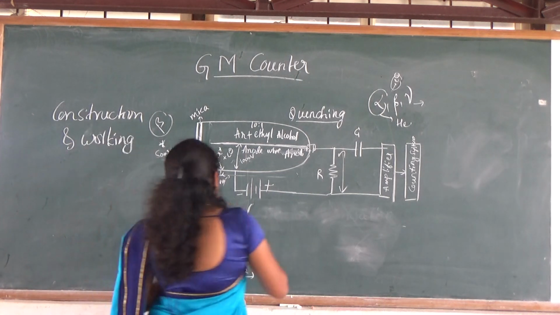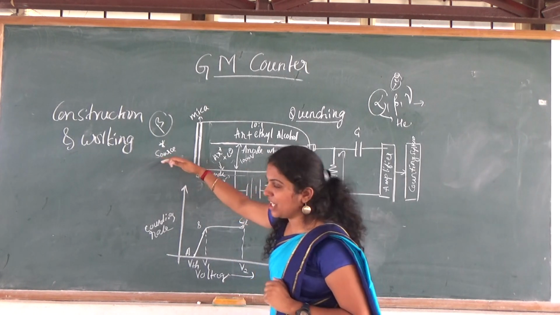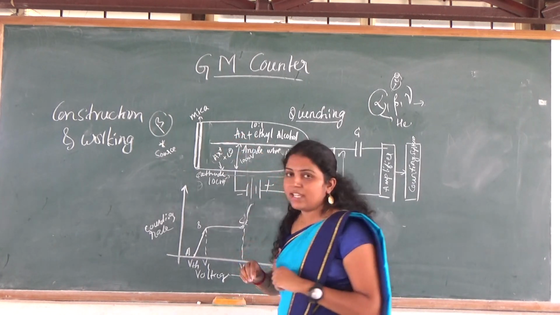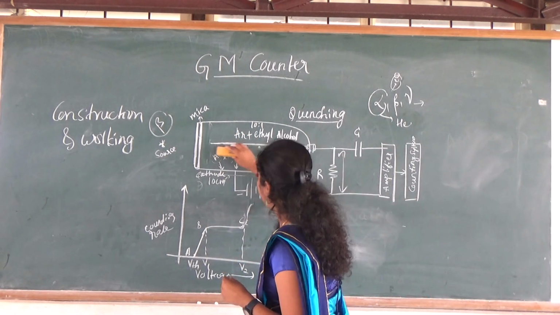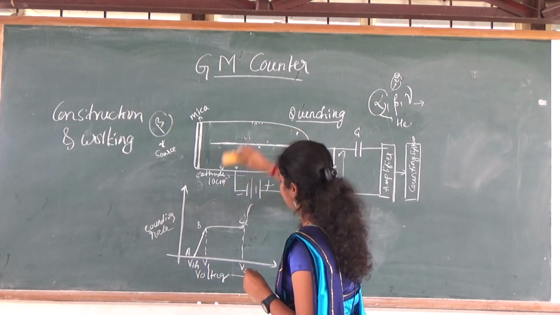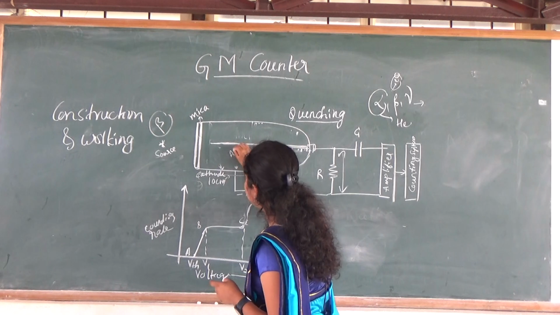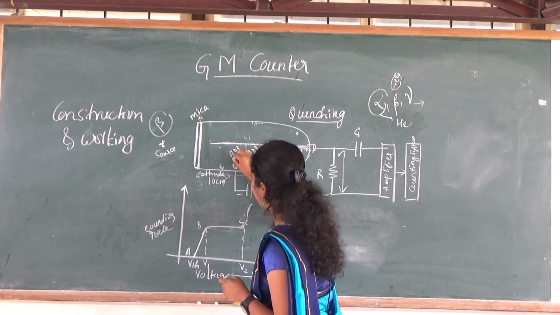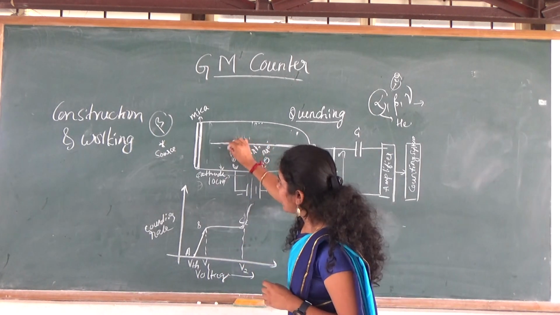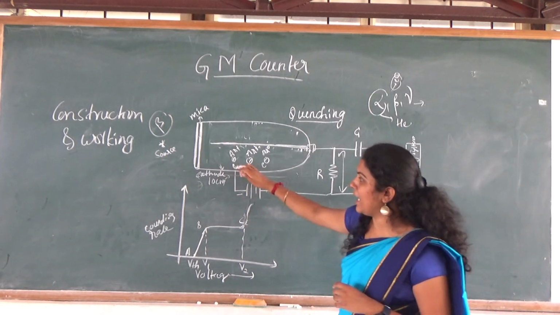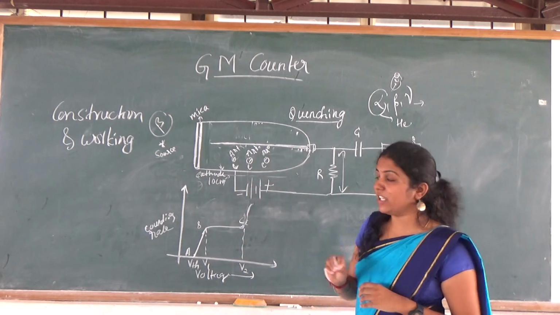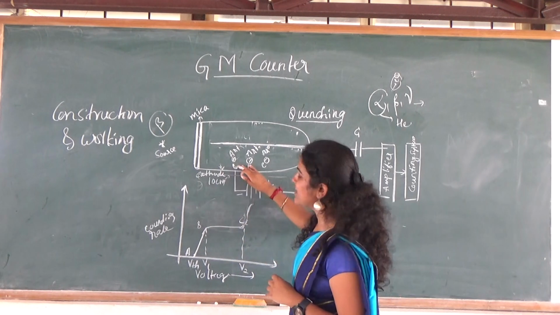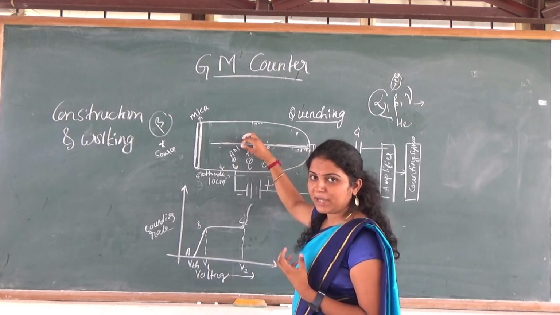Why does this happen? As I told, there is radiation coming from the source towards the tube. What happens inside? There is a continuous ionization inside the tube. The argon ions and electrons are formed, right? The argon ions are heavier, and the electrons are very light compared to them. So the positive ions, being heavier, move towards the cathode, and the lighter electrons easily move towards the anode wire.